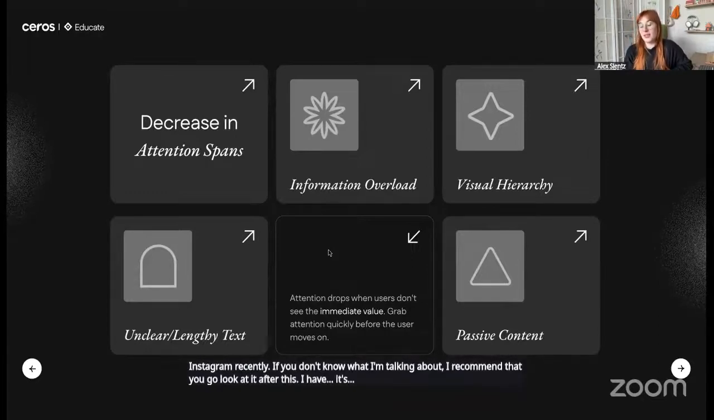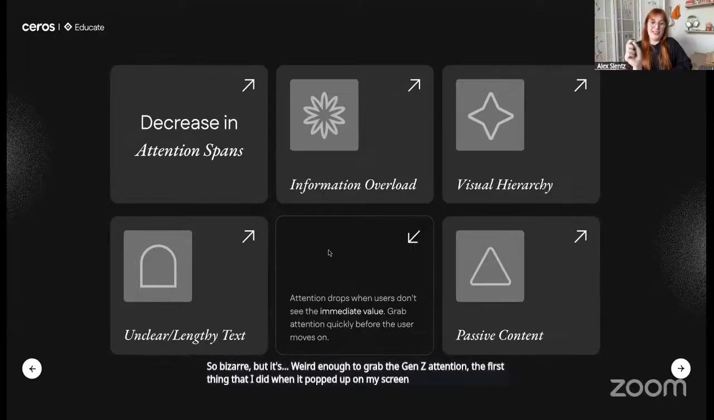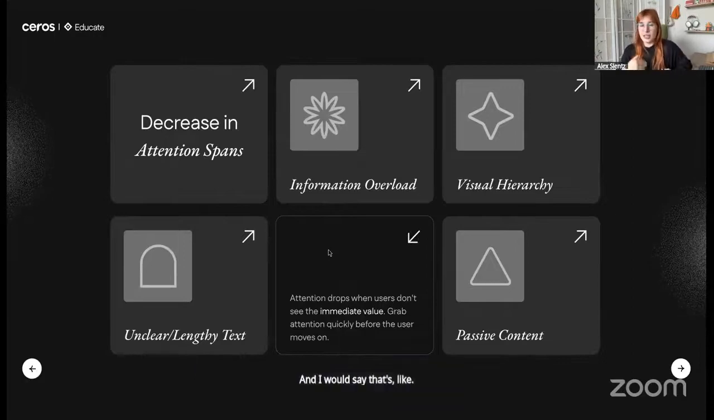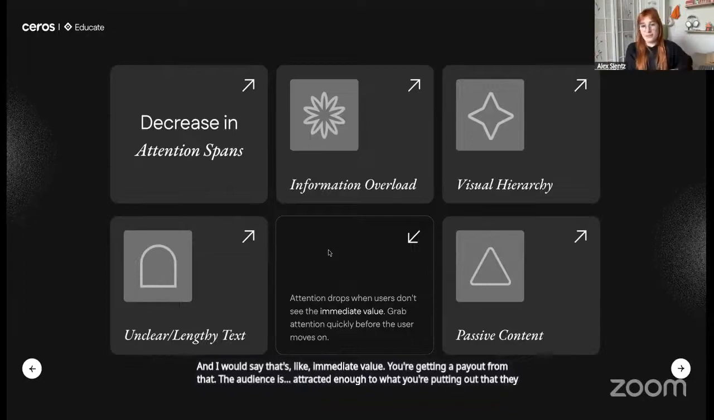It's so bizarre, but it's weird enough to grab the Gen Z attention. The first thing I did when it popped up on my screen, I immediately went to the Brita account and started scrolling. And I would say that's immediate value. You're getting a payout from that. The audience is attracted enough to what you're putting out that they want to see more of it.